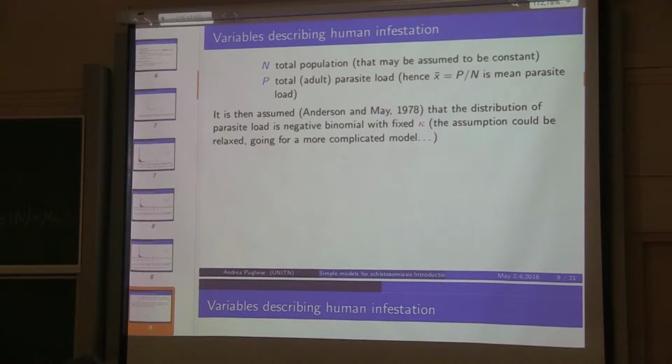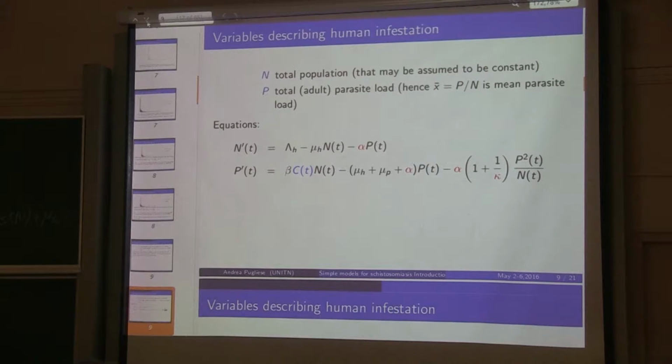So having made this assumption, one can use some statistics to describe the population. The simpler way to describe the population is through total population density, called N, and total parasite load, P. Instead of P, one could use P divided by N, the average parasite load, which may be easier to grasp, but they are basically identical. If you assume the distribution is a negative binomial with a fixed kappa, and you start from this equation and do some algebra, which we don't have time to do now, you arrive at a much simpler system than you think.